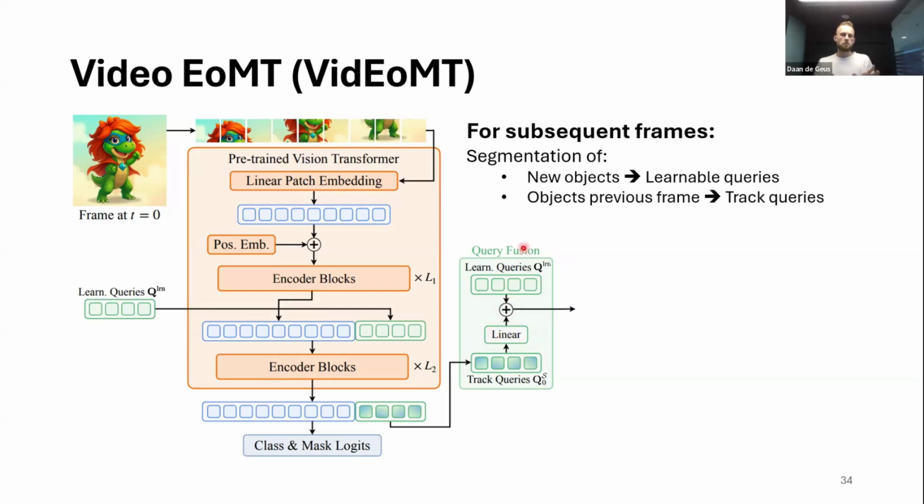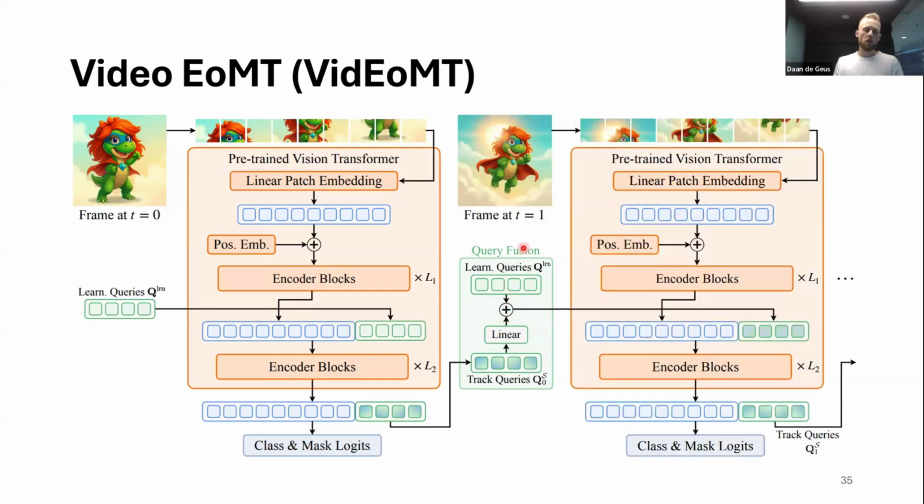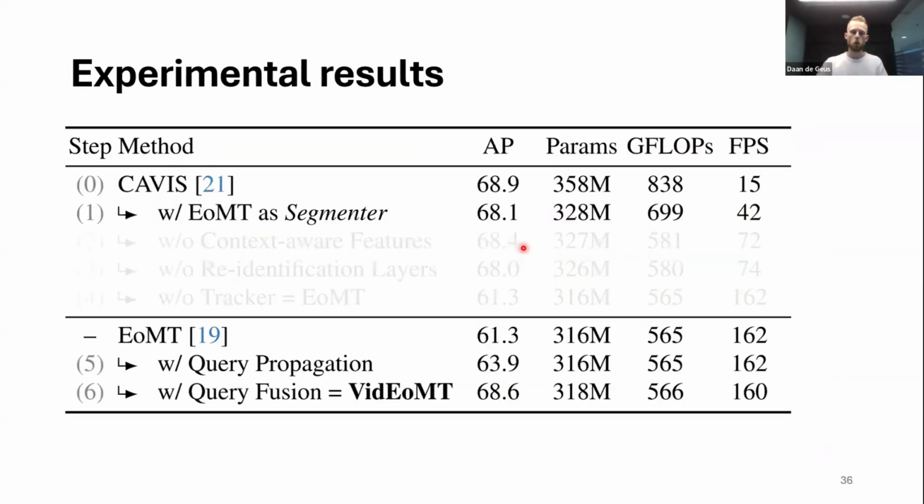If we then feed this to the model, it can decide itself whether it wants to identify an object that it's already seen before with a particular query, or whether it wants to spend this query on a new object that it hasn't seen before. By just feeding this to the model without giving it any information about what it should do with it, the model can learn to figure this out itself. And this is also exactly what we see. So the resulting model is VidEoMT.